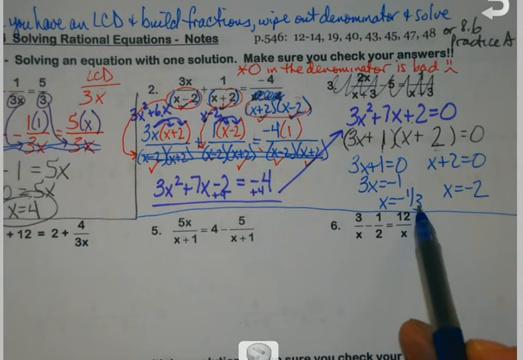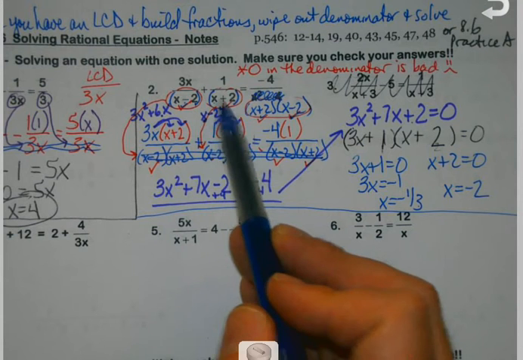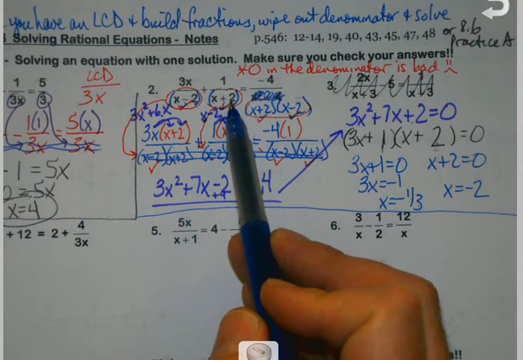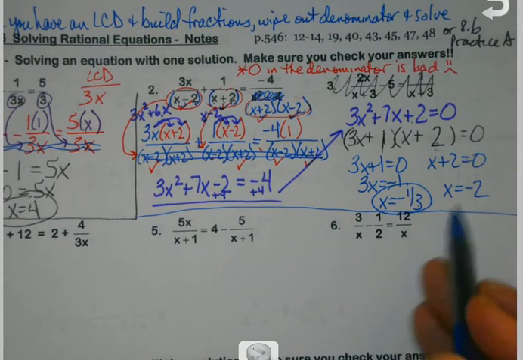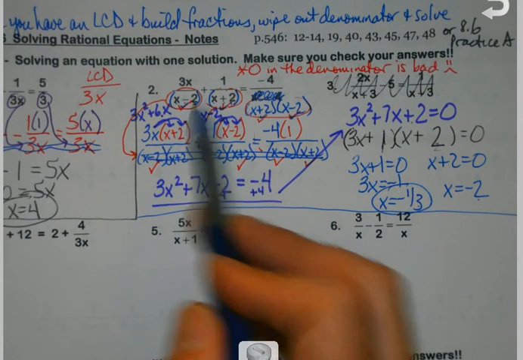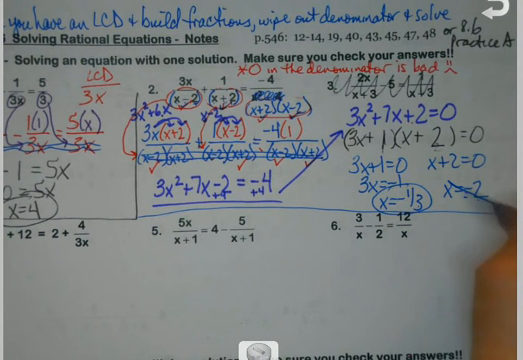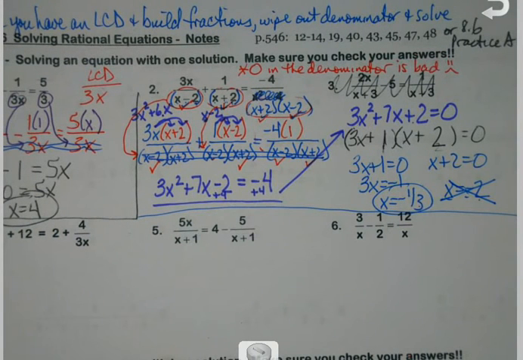If I plug in the negative 1/3, does it cause a problem? Negative 1/3 minus 2, that's not 0. Negative 1/3 plus 2, that's not 0. So that's okay, that one's good. Negative 2. Negative 2 minus 2 is negative 4. That's okay. Oh. Negative 2 plus 2 is 0. Bad. Doesn't work, because it causes 0 in the denominator. We can't divide by 0. That's undefined. So that's what I mean by saying when you get to the end, before you circle, make sure that it's not causing you a problem.